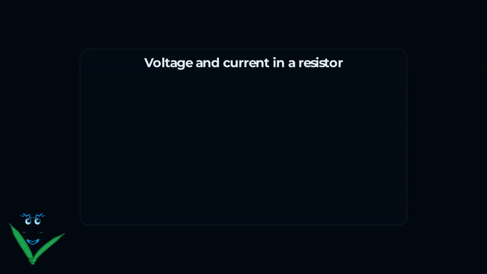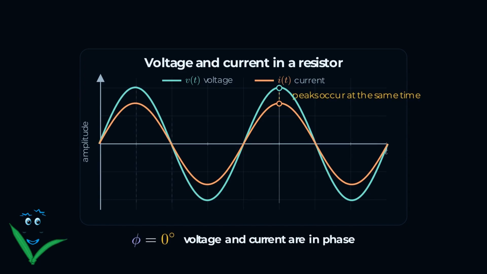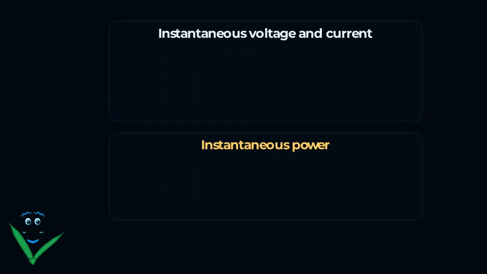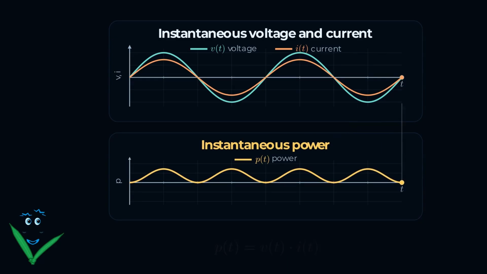If we plot the voltage and current together, they cross zero and reach their positive and negative peaks at the same time. The voltage and current are therefore in phase, with a phase difference of 0 degrees. The power at any particular instant is found by multiplying the instantaneous voltage by the instantaneous current. We write this as P of t equals V of t multiplied by I of t. Substituting the voltage and current expressions gives P of t equals Vm multiplied by Im multiplied by sine squared of omega t.